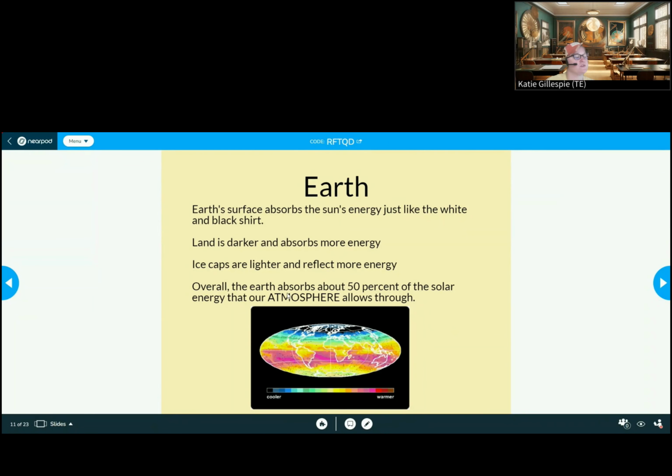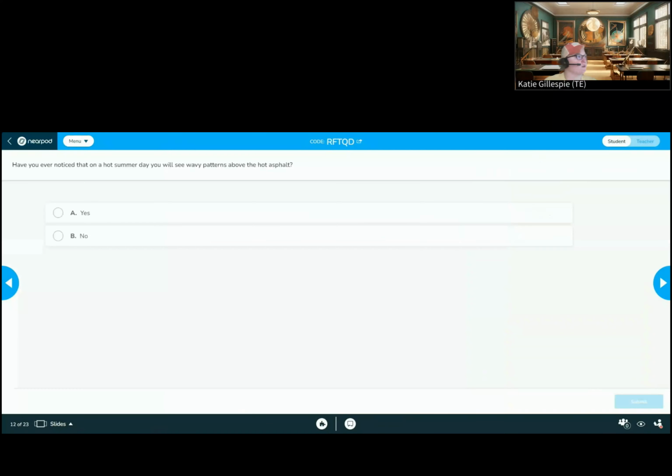That's super important. If you studied atmosphere, if y'all watched those lectures, then you know not all of that radiation gets through our atmosphere, right? Have you ever seen, this is kind of an important question, so pause if you want to sit and ponder this for a second, have you ever noticed, on a hot day, wavy patterns coming off of hot asphalt or concrete, the darker asphalt, really?